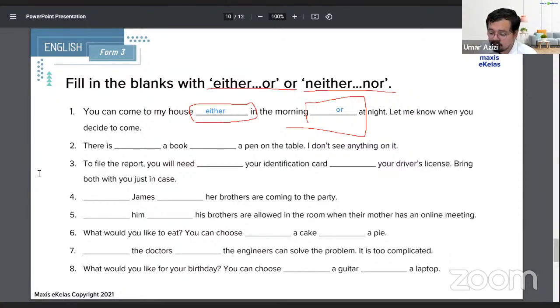There we go. Cikgu eKelas has reset the question in the chat. First person to write is Joshan, who answered question 2. Neither nor. So neither nor. Good job, Joshan. Neither a book nor a pen.